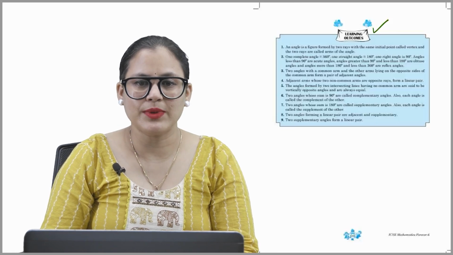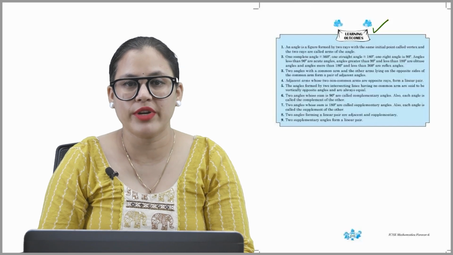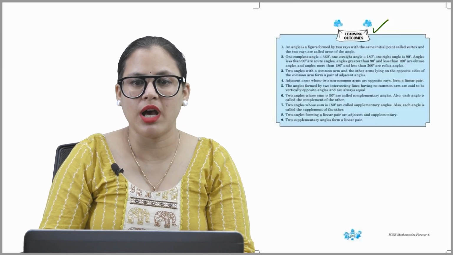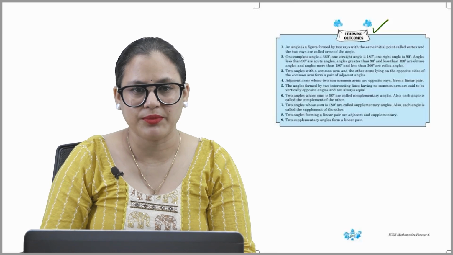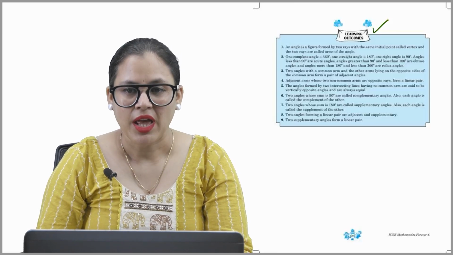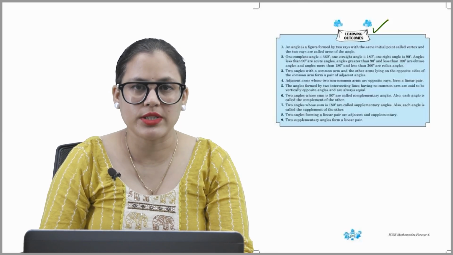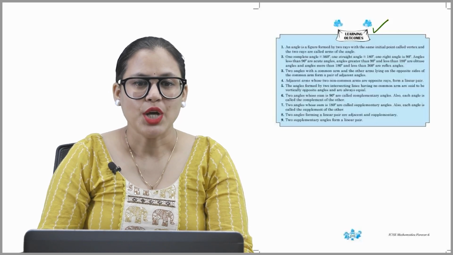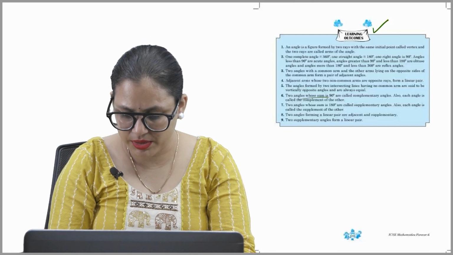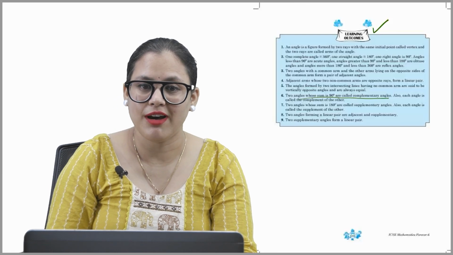3, two angles with a common arm and the other arms lying on opposite sides of the common arm form a pair of adjacent angles. 4, adjacent angles whose two non-common arms are opposite rays form a linear pair. 5, the angles formed by two intersecting lines having no common arm are said to be vertically opposite angles and are always equal. 6, two angles whose sum is 90 degrees are called complementary angles. Also, each angle is called the complement of the other.